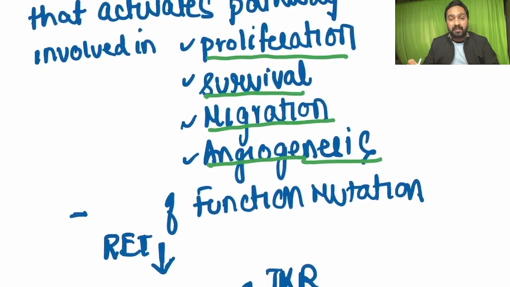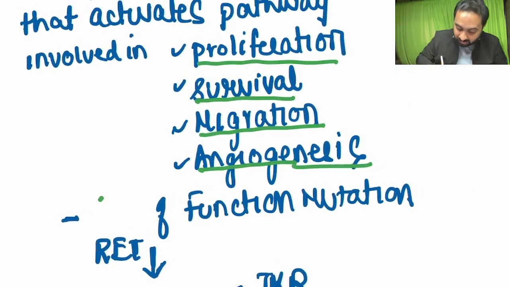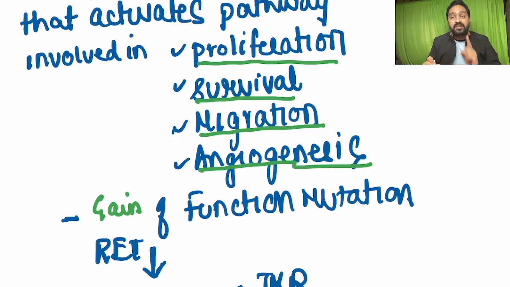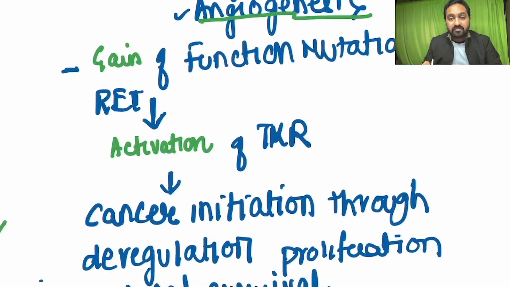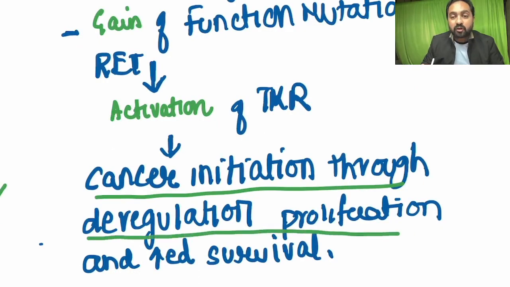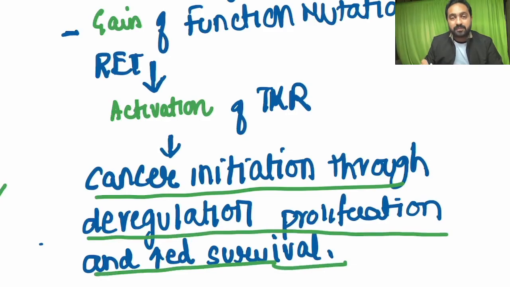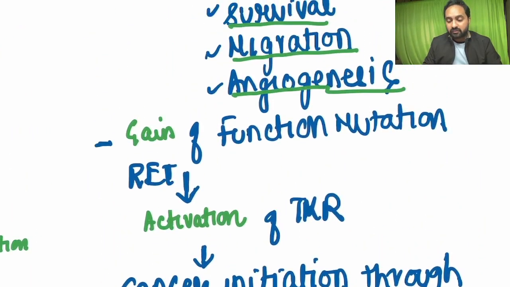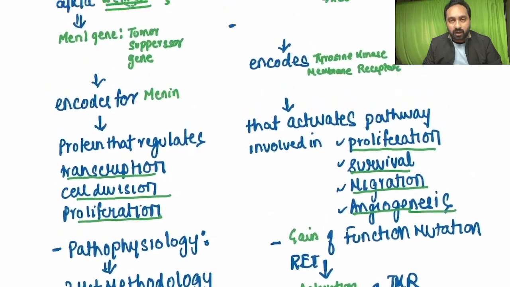So, in case of MEN 2 syndrome, there is a gain of function. Please remember that there is no loss of function mutation, but rather a gain of function mutation of the RET proto-oncogene, which causes the activation of tyrosine kinase receptor, as a result of which cancer initiation occurs through deregulation, proliferation, and increased survival. Right. So I repeat for you all what is MEN 1 and MEN 2.